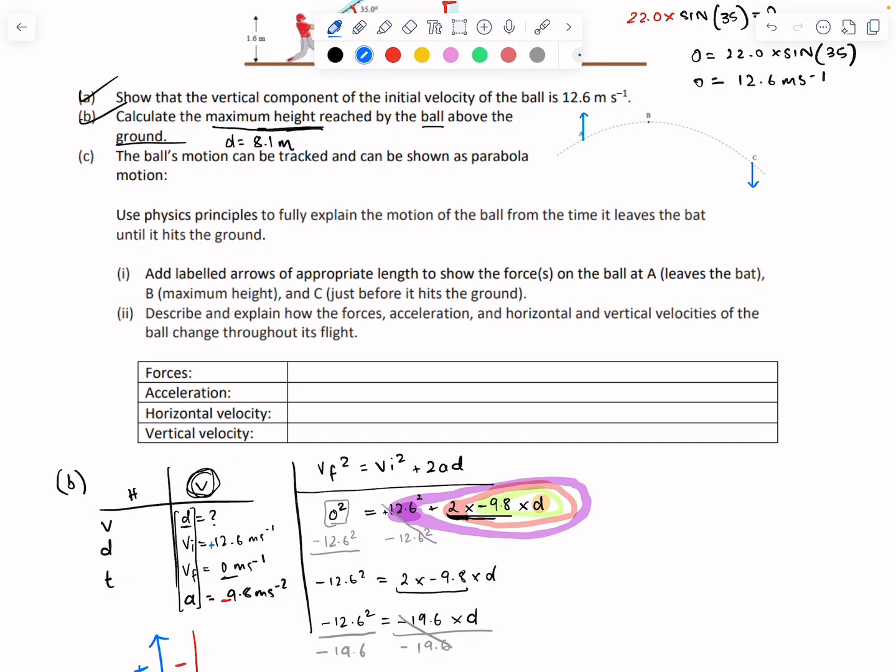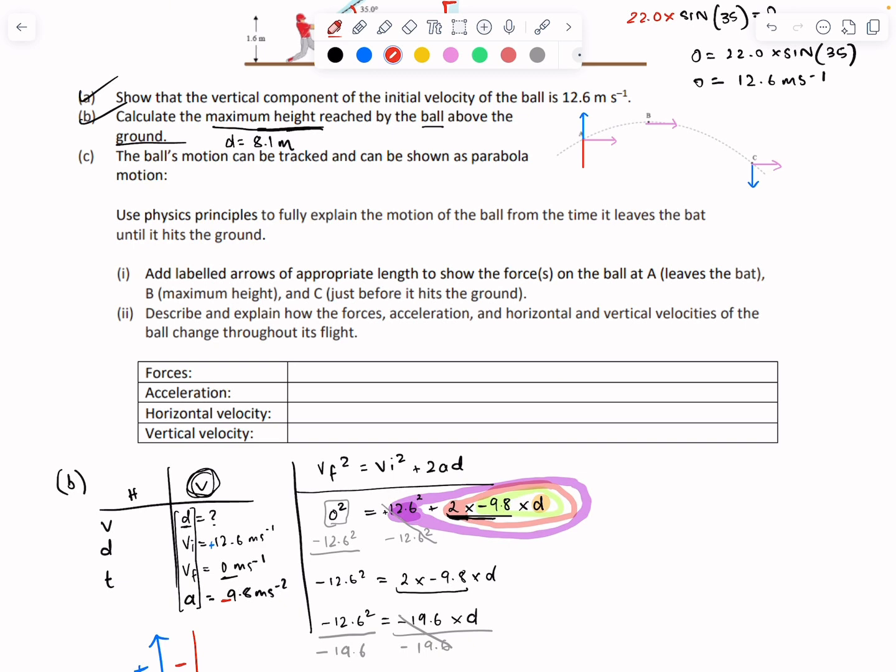The next arrow or vector I want to be drawing is our horizontal velocity component. So at all points, remember that this is going to be constant. Why is it going to be constant? This is because gravity has no effect on the horizontal component. Gravity only works in the vertical plane, which is why the vertical velocity gets slower, or reduces, by the time you get to the top.